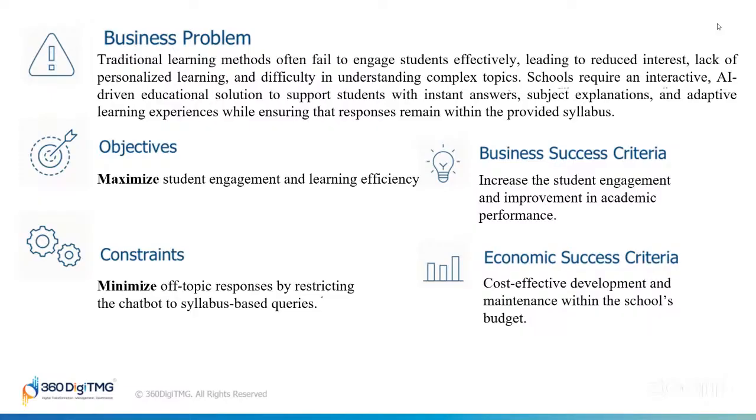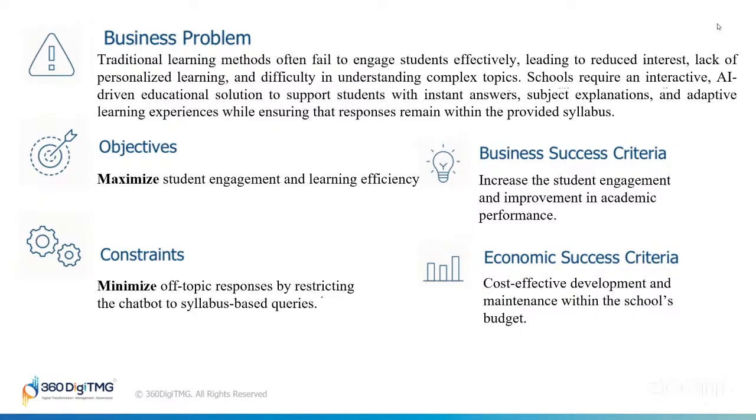Next, we have the business success criteria. We will have succeeded if we see increased engagement, session length and repeat visits, improved academic performance with higher quiz scores, and fewer follow-ups with teachers. Next is our economic success criteria: cost-effective development and maintenance within a school budget. We have to develop the chatbot in such a way that it stays within the school budget and doesn't cross it. So these are our business problem, objective, constraint, business criteria, and economic criteria.